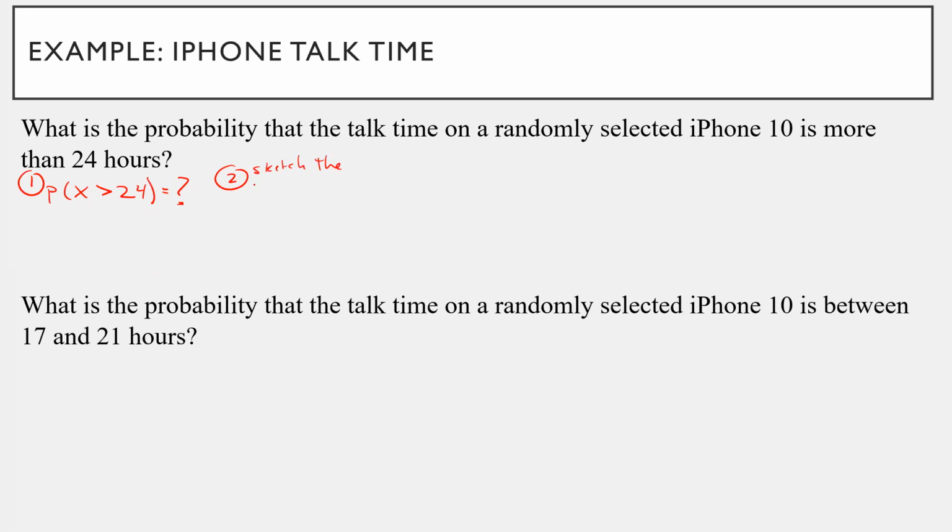Drawing out the curve. Sketch the curve, trust me. It takes 2 seconds and it's worth it. So iPhone talk time is this bell curve. Whoosh. It's centered at 20. And I want to be greater than 24. So 24 is out here. And I want to be greater. So am I going to shade to the right or to the left if I want to be greater? Right. Yep.